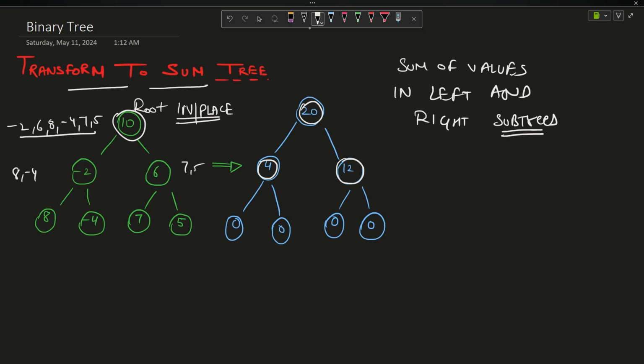Now for 8 and minus 4, you can see that their children are null. The null nodes have to be considered as 0. So 0 plus 0 gives me 0. Similarly 0 here and 0 here. So now you understand how we are getting 24, 12, etc. in the answer tree. So now how are we going to solve it?